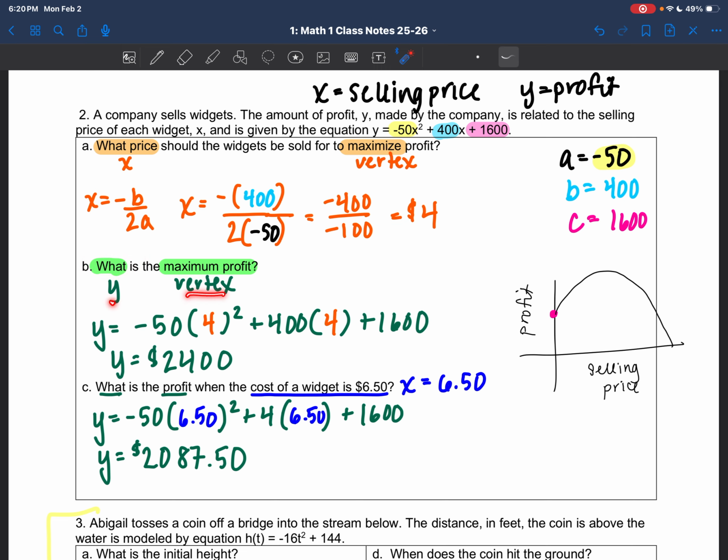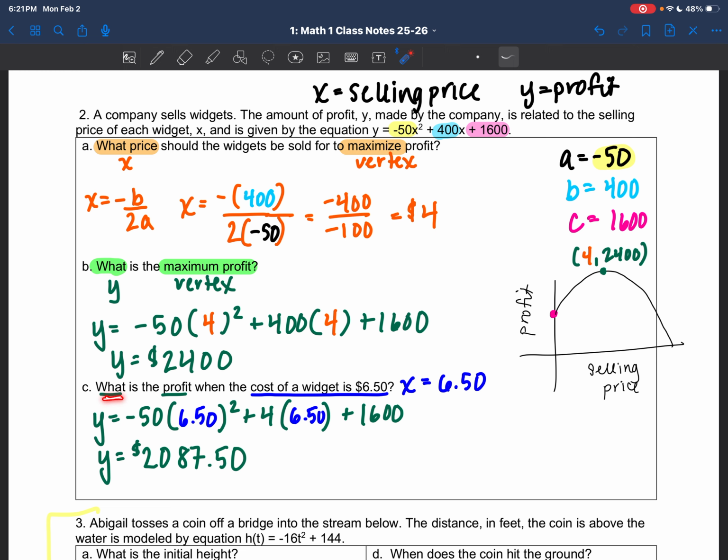So we're going to look at our Y, which is a vertex. So we're going to take 4, substitute it in, and remember, you're going to do this first, then multiply by negative 50, and then you multiply this, and then add them all together for 2,400. So your vertex is going to be right here. And then that's going to be the maximum, depending on what you're looking for.